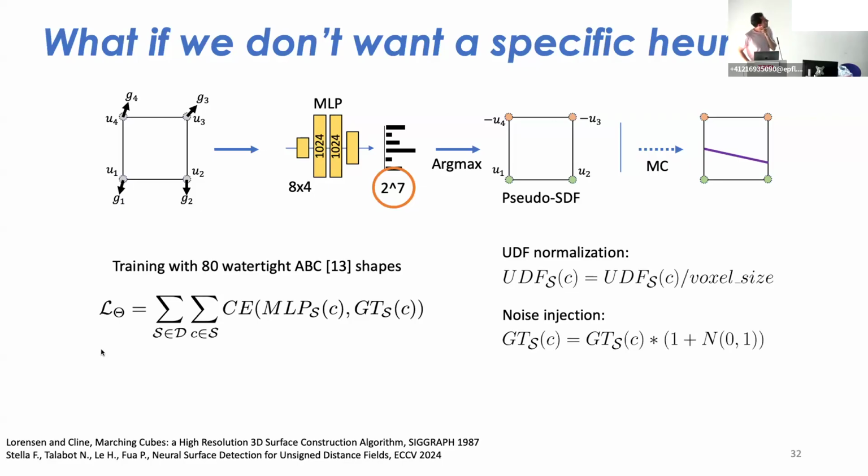No, but good point. So argmax, we use it only when we mesh. For training, we use a softmax. Yes.